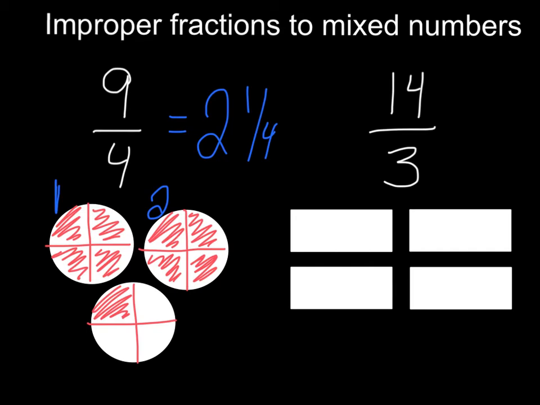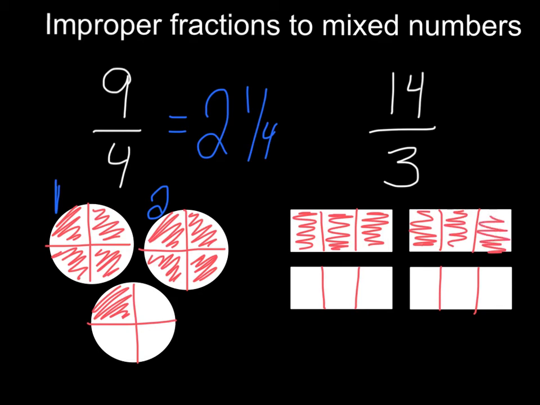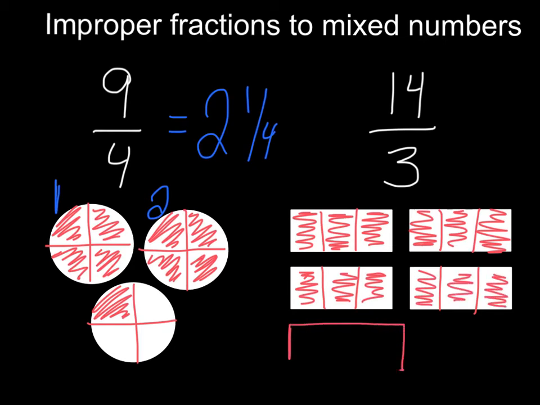So let's look at 14 thirds. Again, I'm dividing things into thirds. So I'm going to divide up some shapes into thirds, and then I can start to shade them in. I need to shade in 14 pieces. So 1, 2, 3, 4, 5, 6, 7, 8, 9, 10, 11, 12. So I'm not even done yet. I'm going to go ahead and draw another one. 13 and 14. So even my first estimate was a little short.